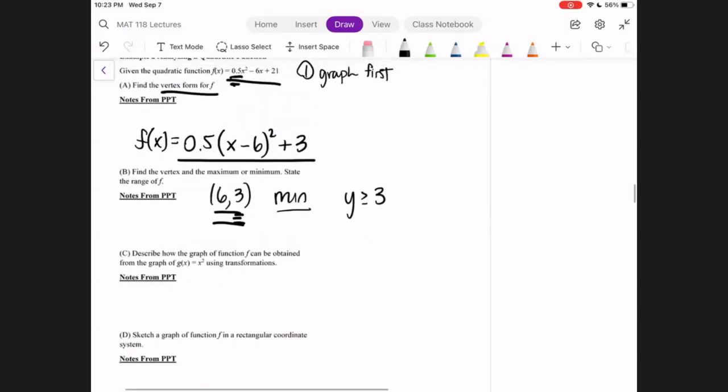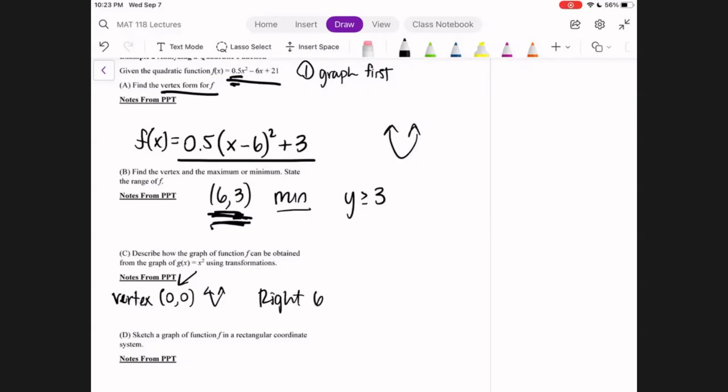So remember, typically the vertex is what? For the x squared is at 0, 0. And it's going to look like this. And we see that our graph looks like this, but it's at 6, 3. So that means we did what? We went right 6, we went up 3. Because if you take 0, 0, you have to go right 6 and up 3.